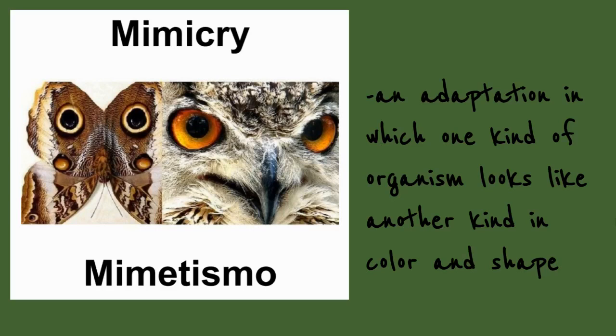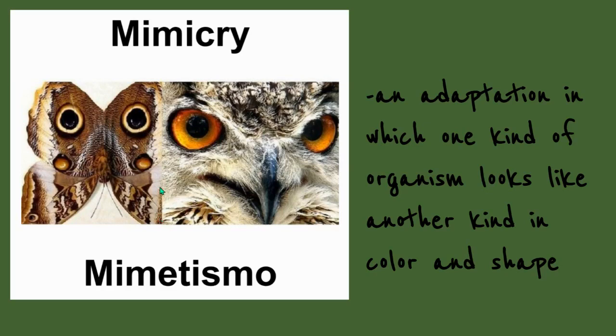This next word is mimicry. Mimicry is another adaptation in which one kind of organism looks like another kind in color and shape. So, unlike camouflage, which helps them blend in with their surroundings, mimicry allows an organism to look like a more dangerous organism to prevent predators from attacking.